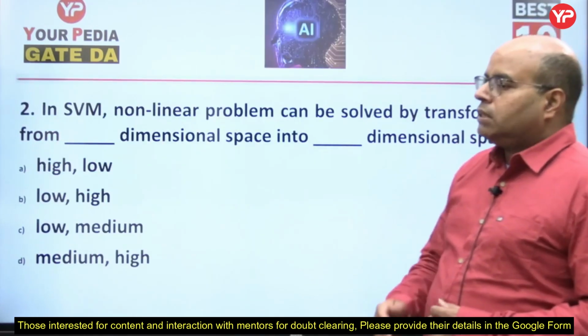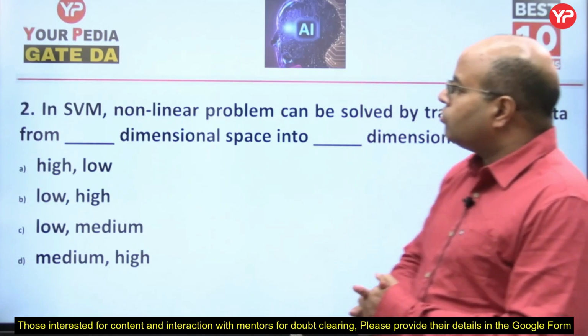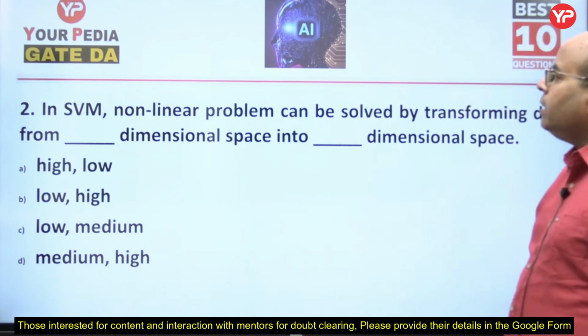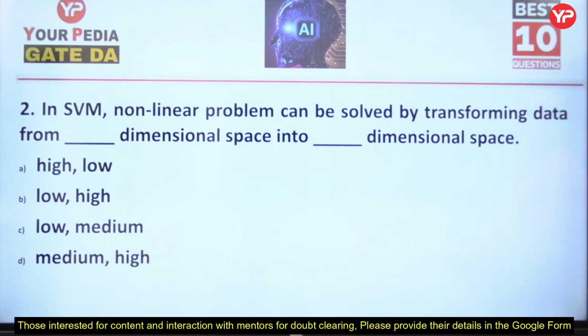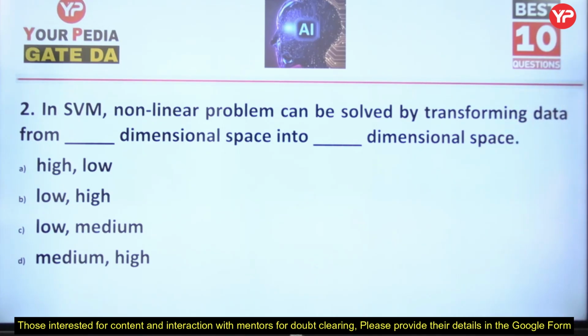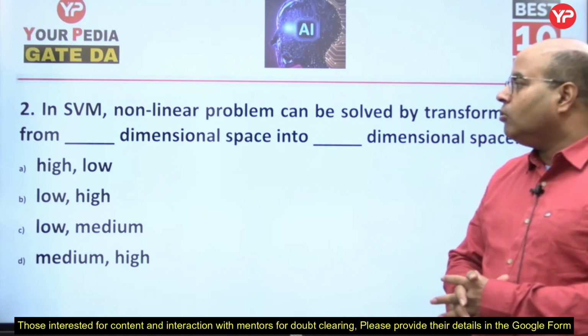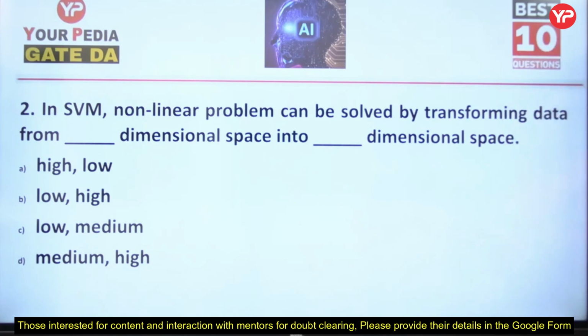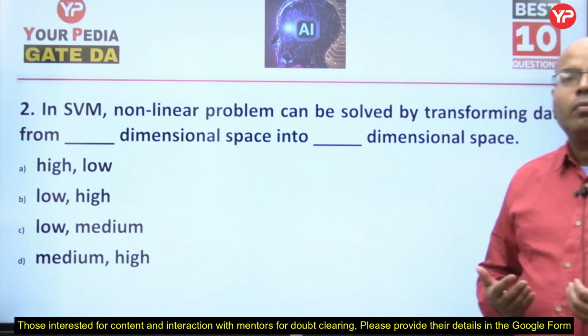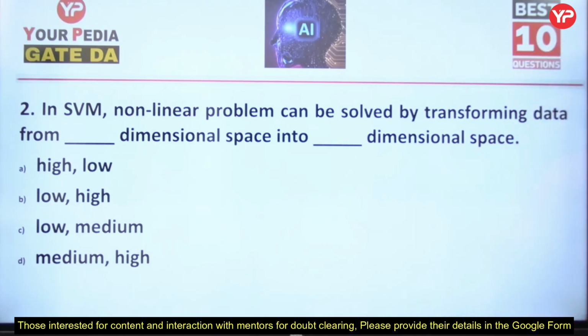Now the second question. In SVM, support vector machine, a non-linear problem can be solved by transforming data from dimensional space into dimensional space. Whether it's high low, low high, low medium, or medium high, what are we going to do? What happens in support vector machines?